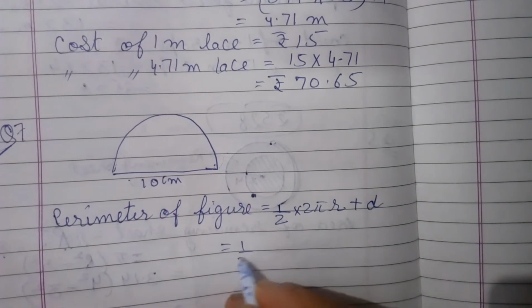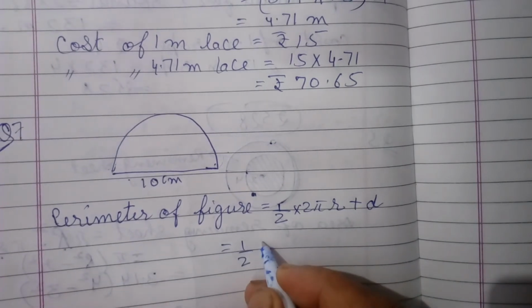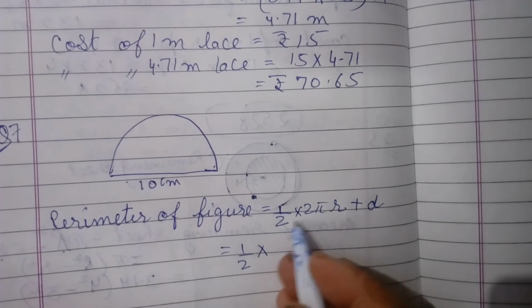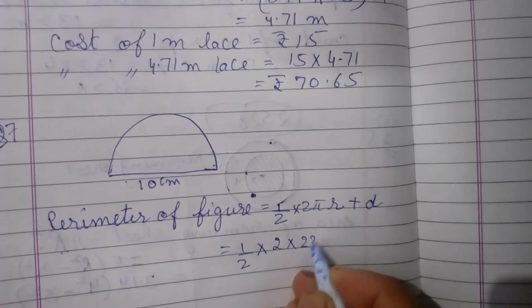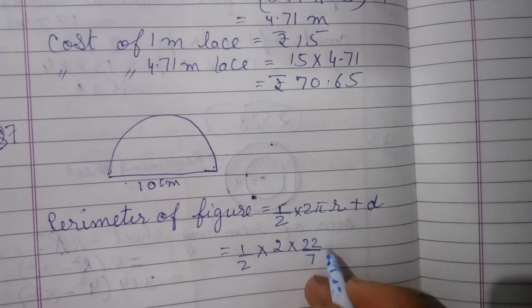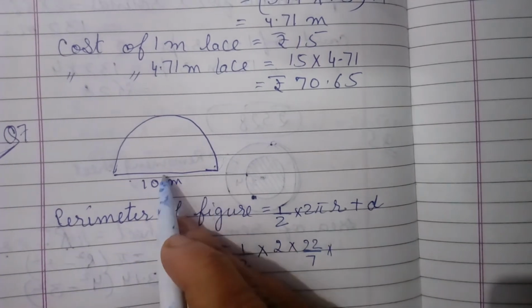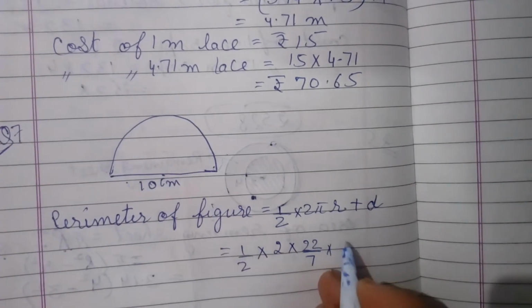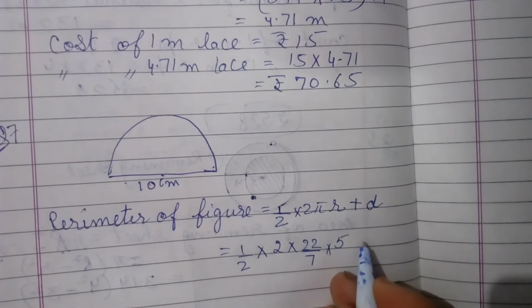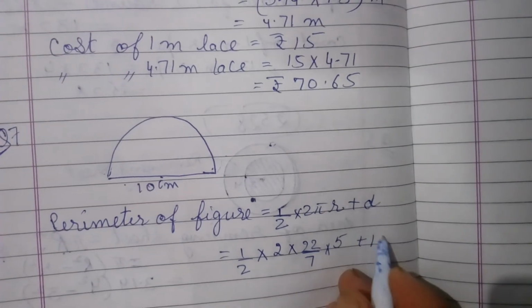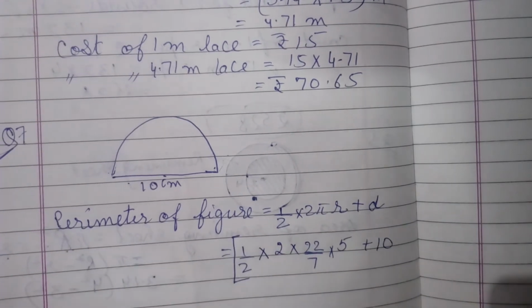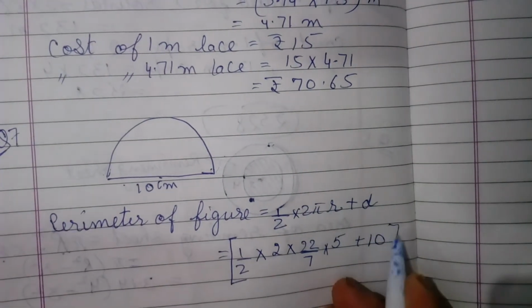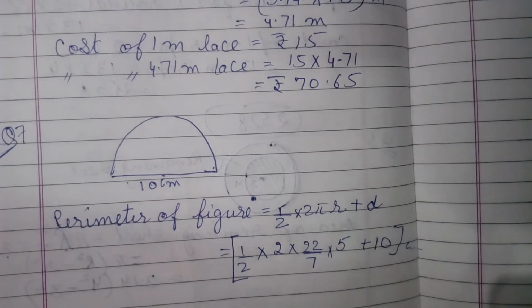So now putting the values, 1 by 2 into 2 into 22 upon 7, you may cancel, that is the value of pi. R is, if the diameter is 10, so r will be 5, plus d means 10. Now this is the perimeter of the complete figure, in centimeter.